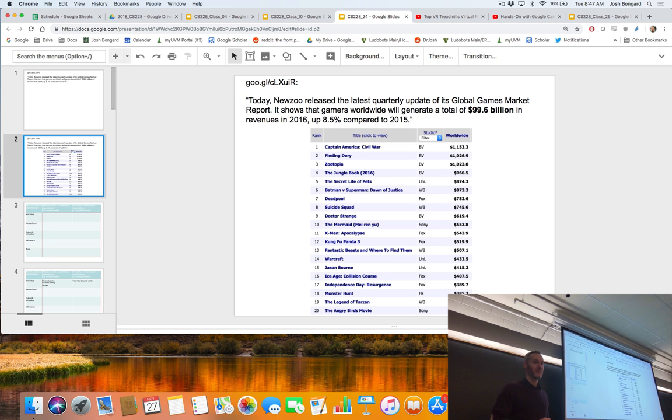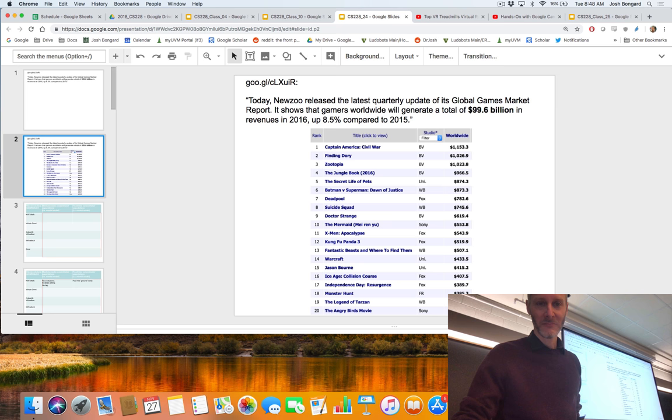Pretty amazing. Yes? Are those just straight dollars? They're not like hundreds of dollars? Or what is that? That is 1.1 billion. Captain America brought in 1.1 billion. Still, not bad, right? Okay.